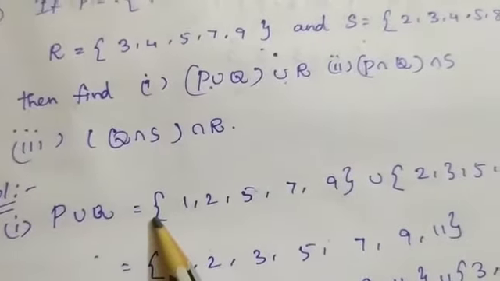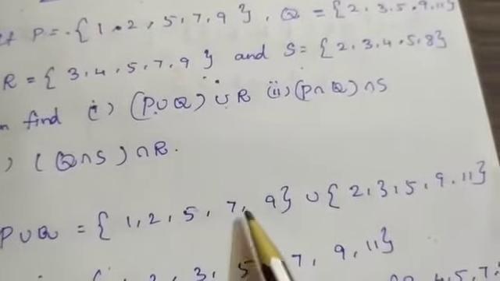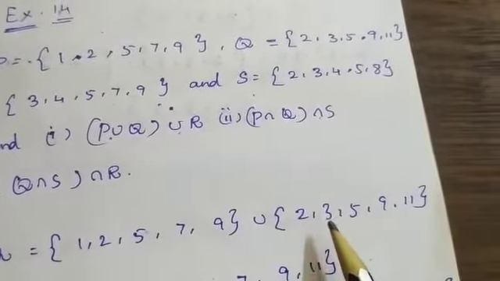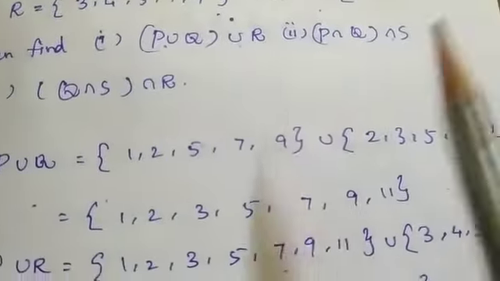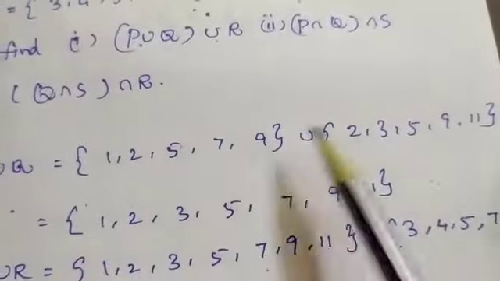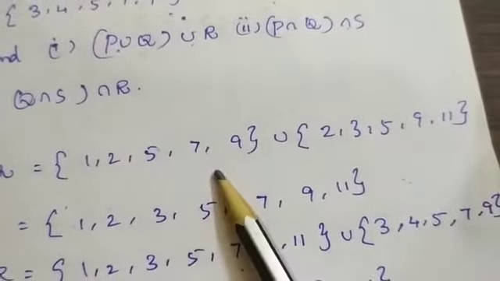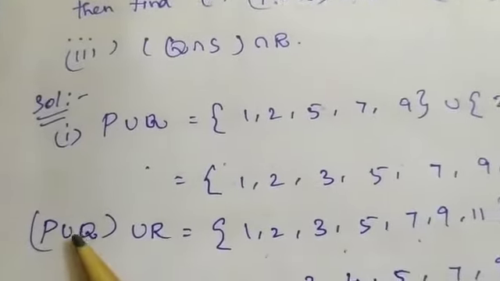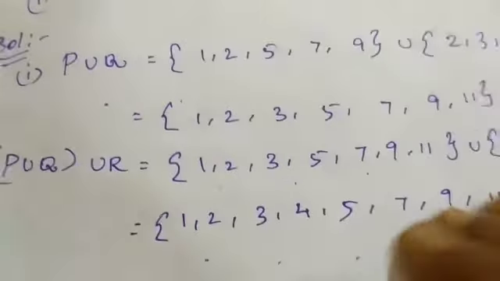P union Q equal to, so P values are here, 1, 2, 5, 7 and 9, union Q values 2, 3, 5, 9, 11. So in ascending order, 1, 2, 3, 5, 7, 9, 11. Next, P union Q union R.